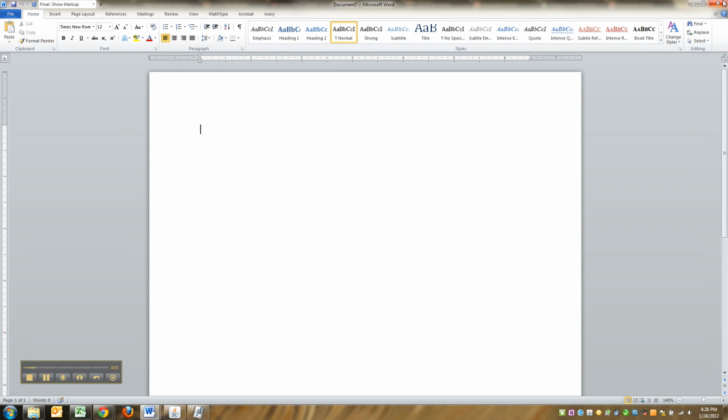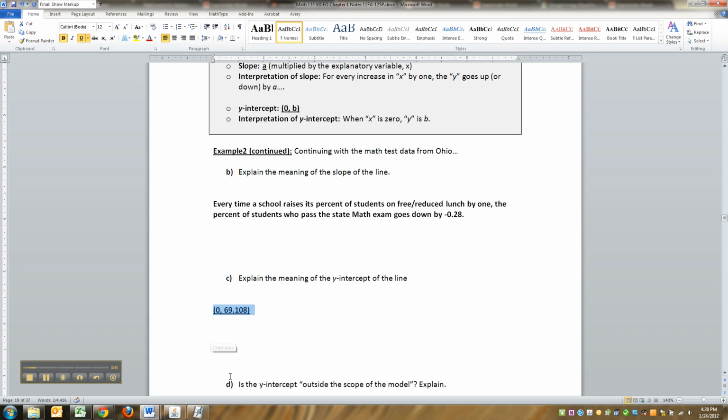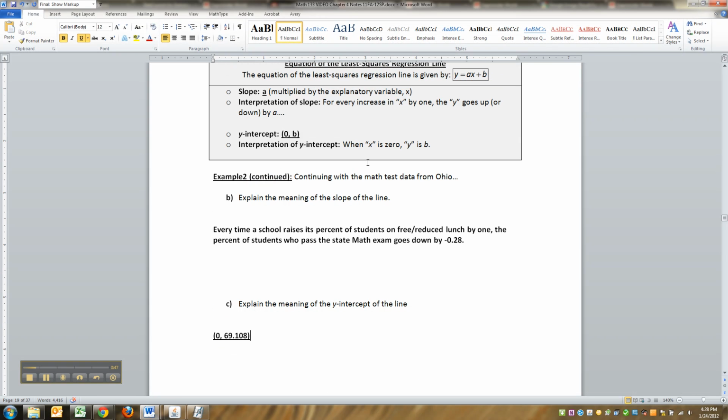Oopsie. I pressed the wrong button. There we go. Now, what does it mean? Well, how to interpret it is right here. You say when x, and notice how it's in quotes because it's going to change for every problem.